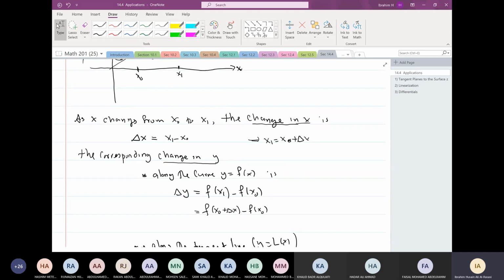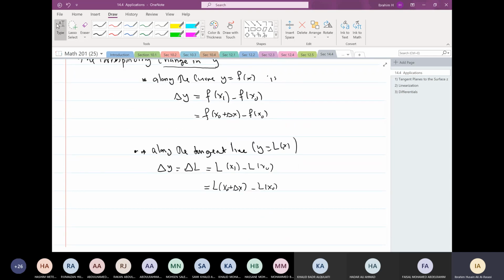I have a formula for L, so I can compute L of x. So this becomes f of x0 plus f prime at x0 delta x, minus L of x0. Again, substitute x0 there, you will get f of x0. Now f of x0 will cancel with f of x0, and we get f prime of x0 times delta x. So this is the change in y along the tangent, f prime of x0 times delta x.